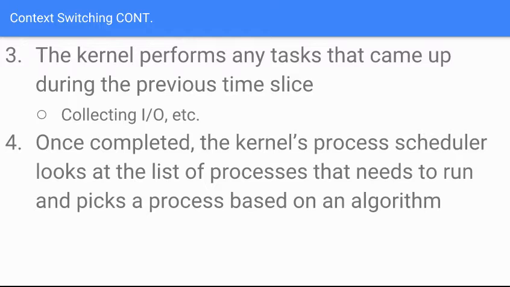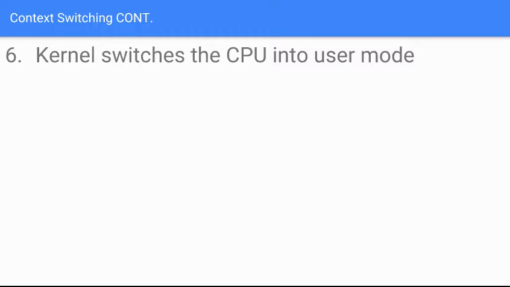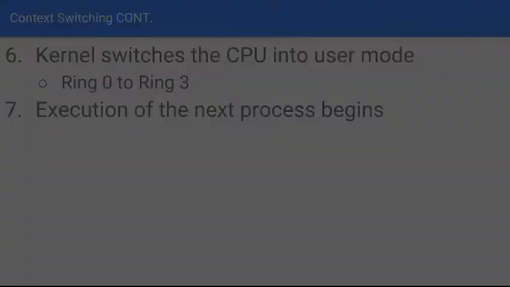Once completed, the kernel has finished its housekeeping tasks, so to speak. The kernel's process scheduler looks at the list of processes that need to run and picks a process to run based on an algorithm. As a little background, we're not really going to go into it, but the current kernel's process scheduler is called the completely fair scheduler, and it runs on an algorithm called the red-black tree algorithm. So the process scheduler picks a process to run. The kernel prepares the CPU and memory for this process and starts the time slice duration. The kernel switches the CPU into user mode, so ring 0 to ring 3, and execution of the next process begins.